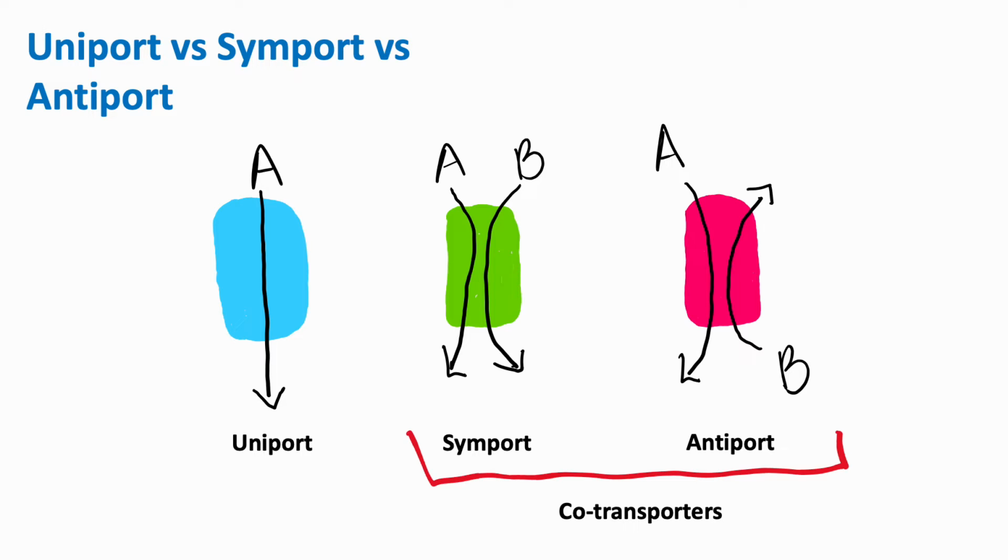On a cell membrane, there are various types of protein channels. In this video, we're specifically going to talk about three different types of channels known as Uniport, Symport, and Antiport.